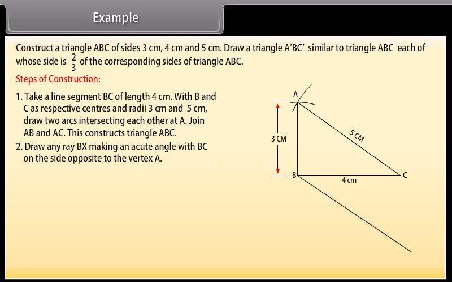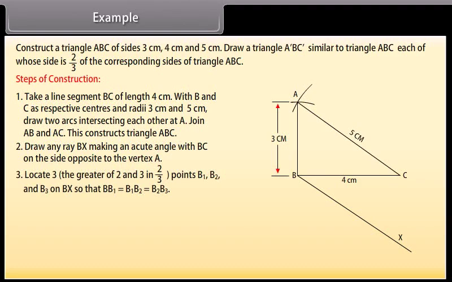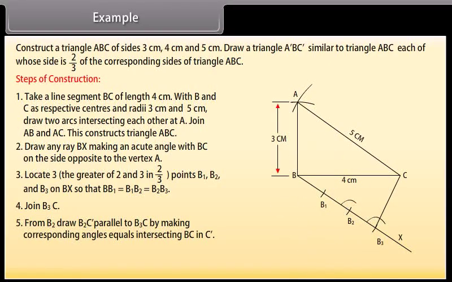Draw any ray BX making an acute angle with BC on the side opposite to the vertex A. Locate 3, the greater of 2 and 3 in 2/3, points B1, B2 and B3 on BX so that BB1 is equal to B1B2, which equals B2B3. Join B3C. From B2, draw B2C' parallel to B3C by making corresponding angles equal, intersecting BC in C'.